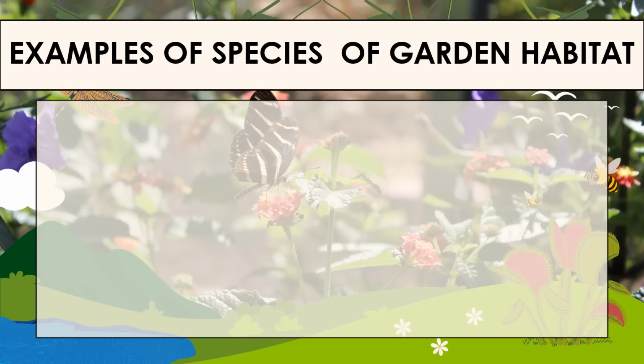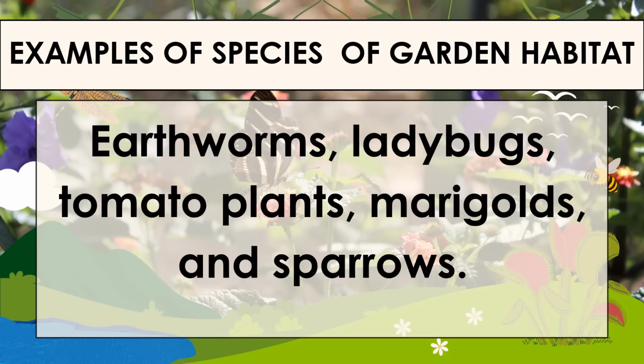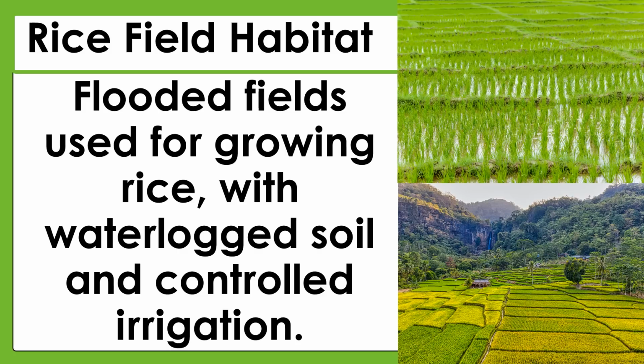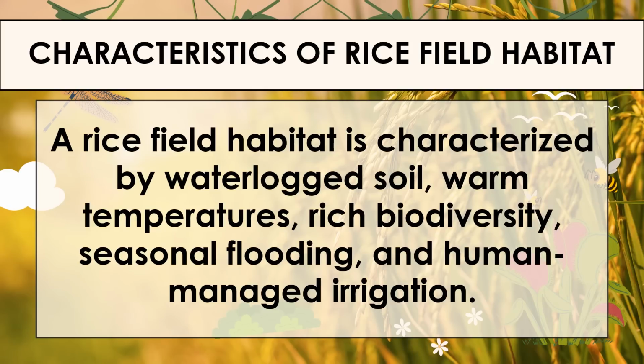Examples of species of garden habitat: earthworms, ladybugs, tomato plants, marigolds, and sparrows. Rice field habitats are flooded fields used for growing rice with waterlogged soil and controlled irrigation. Characteristics of rice field habitat: a rice field habitat is characterized by waterlogged soil, warm temperatures, rich biodiversity, seasonal flooding, and human-managed irrigation.